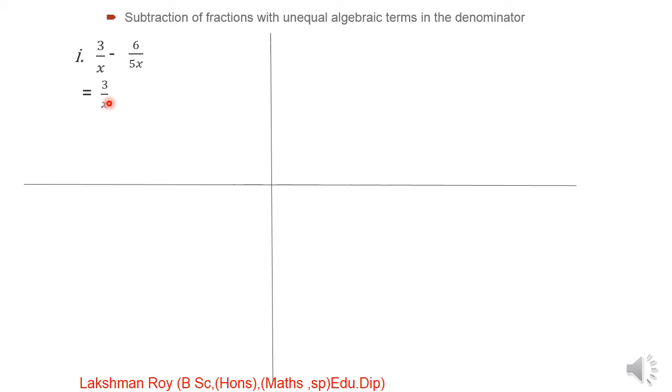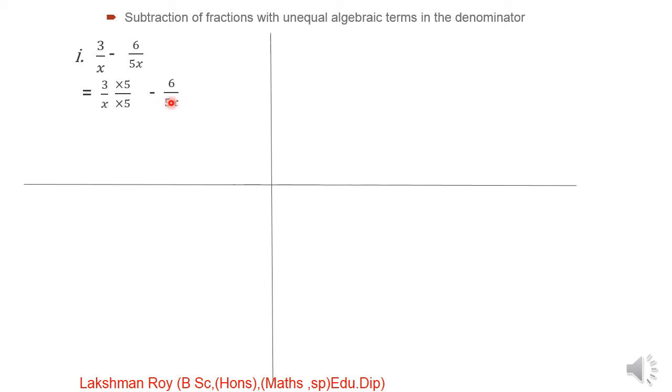What is the term? That is the number 5, so then you get 5x. Both numerator and denominator are multiplied. Then we subtract 6 over 5x, and that one does not change.